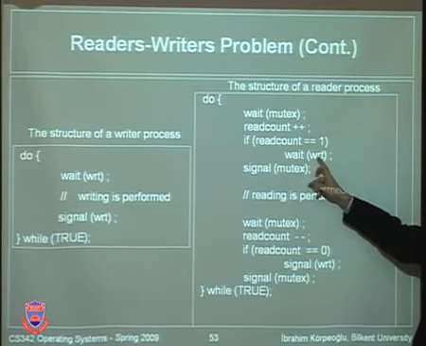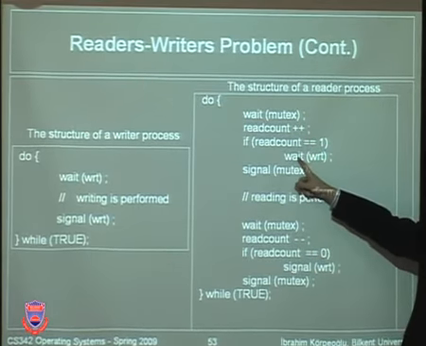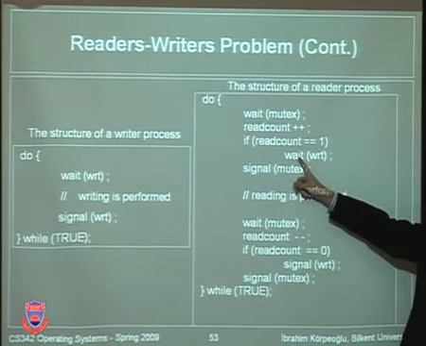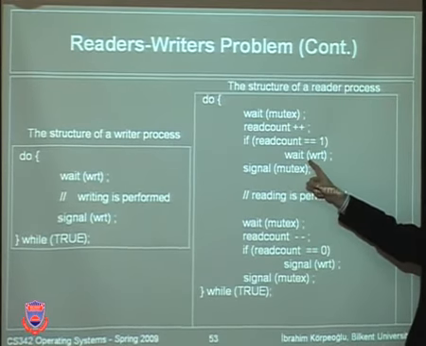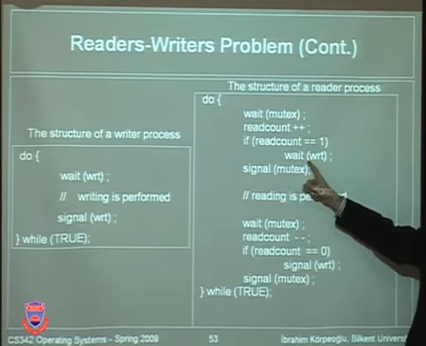So if the read count becomes 1 after I increment the read count, then I have to go ahead and acquire the lock to access the shared data. For that, I do a wait operation on the write semaphore. Okay? Is the logic clear?